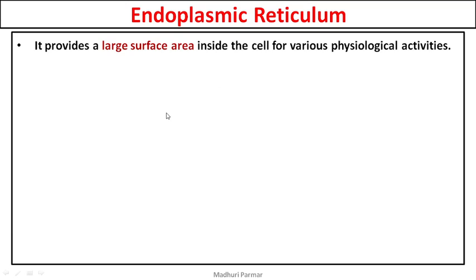Right, now we move on to the function of endoplasmic reticulum. These are the total functions of smooth plus rough endoplasmic reticulum. So the first thing is it provides a large surface area inside the cell for various physiological activities. Some things are not in your syllabus, but I would just like to mention that these endoplasmic reticulum membranes also have enzymes, and these enzymes can catalyze a lot of reactions. So because of this larger surface area, various physiological activities, enzymatic activities also occur.